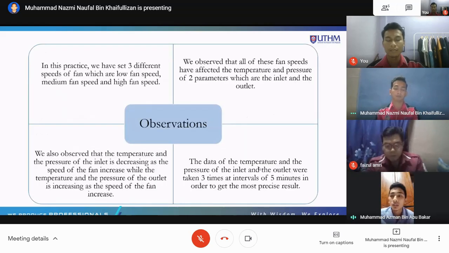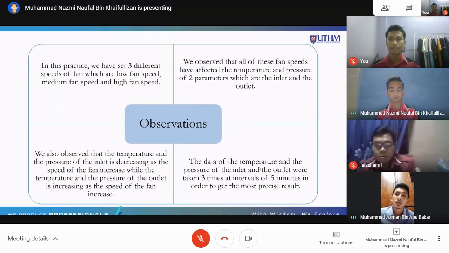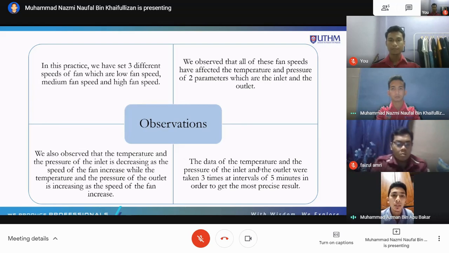Okay, next for the observation. First, in this practice, we have set three different fan speeds, which are low fan speed, medium fan speed, and high fan speed. Second, we observe that all of these fan speeds affected the temperature and pressure at two locations, which are the inlet and the outlet.